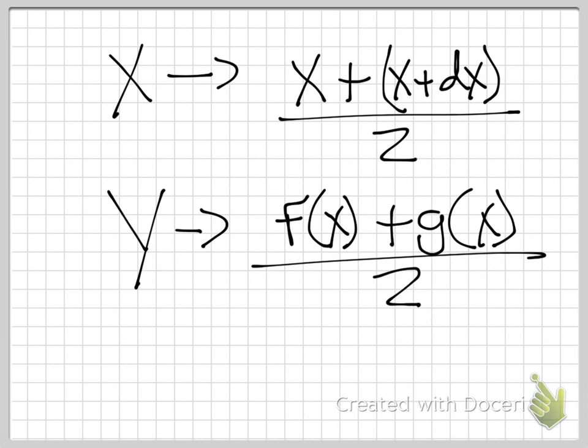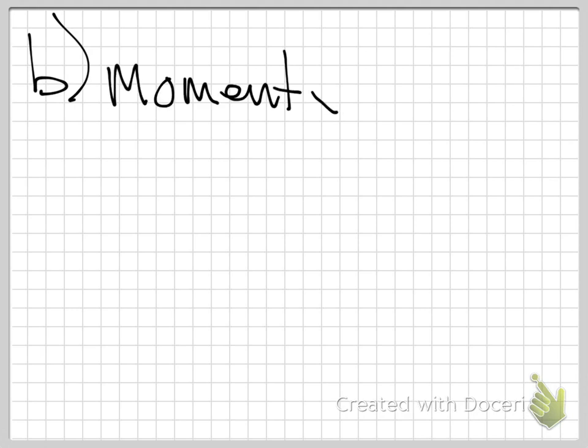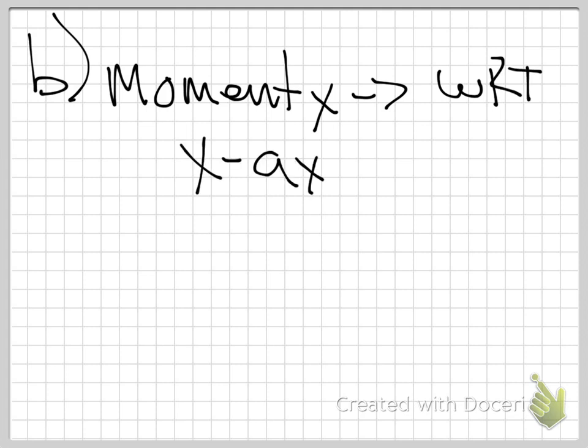Because if we have the center of mass of the lamina, if we can integrate over all of the values from a to b, we can figure out the center of mass of the entire thing. So next, let's do the moment in the x direction. And this is with respect to the x-axis, rather. So with respect to the x-axis. So basically, I want the distribution of mass around the x-axis.